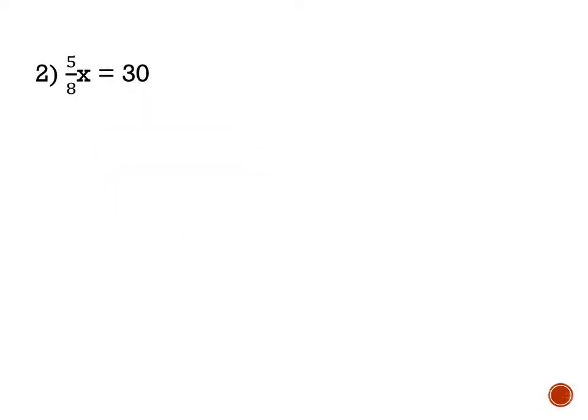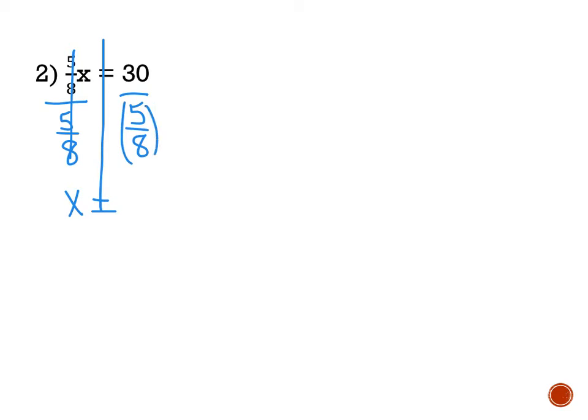On number 2, this one is also a one-step equation, except you're multiplying 5/8 times x equals 30. So I would again show my sides, and I would divide by 5/8. That's going to look like a complex fraction, but those cancel out and leaves you with x equals 30 divided by, and then this fraction goes in parentheses, 5/8.